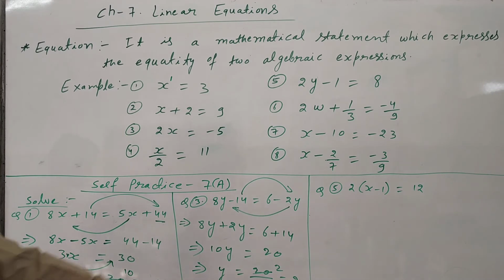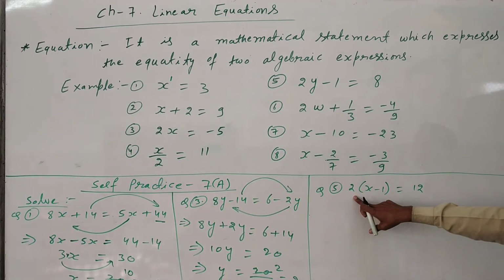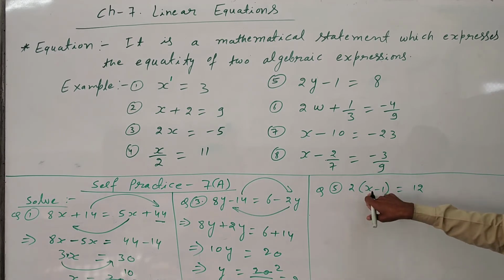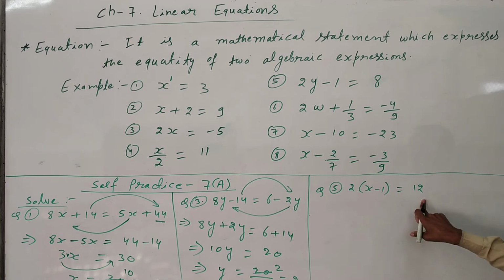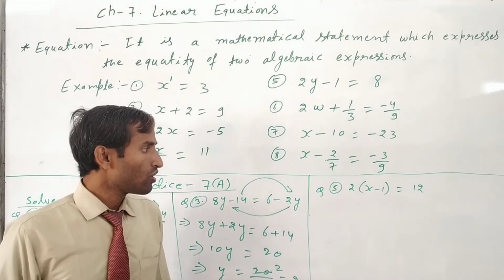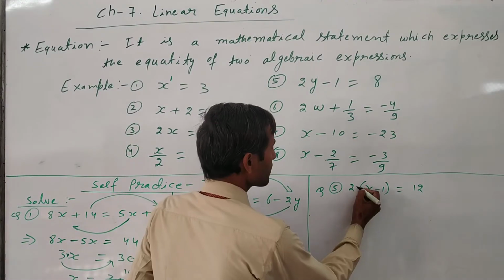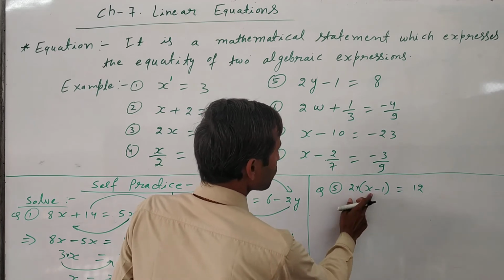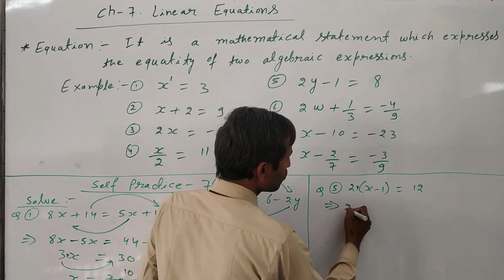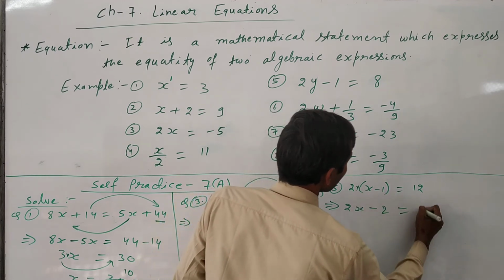Now question number 5. Now we have to solve this question number 5. As you see here, a bracket sign is there, a small bracket. 2 bracket x minus 1 is equal to 12. Okay. First of all, we have to remove this bracket. For that, we have to multiply. Nothing is written, which means a multiply sign is there. So we have to multiply 2 with x and with 1. So just multiply here. 2x will come, and 2 into minus 1, again minus 2, will come, equal to 12.